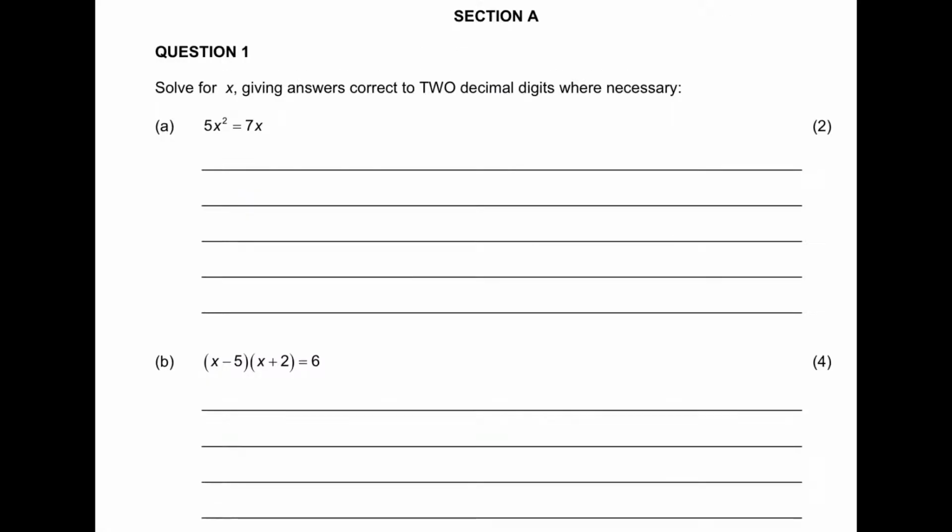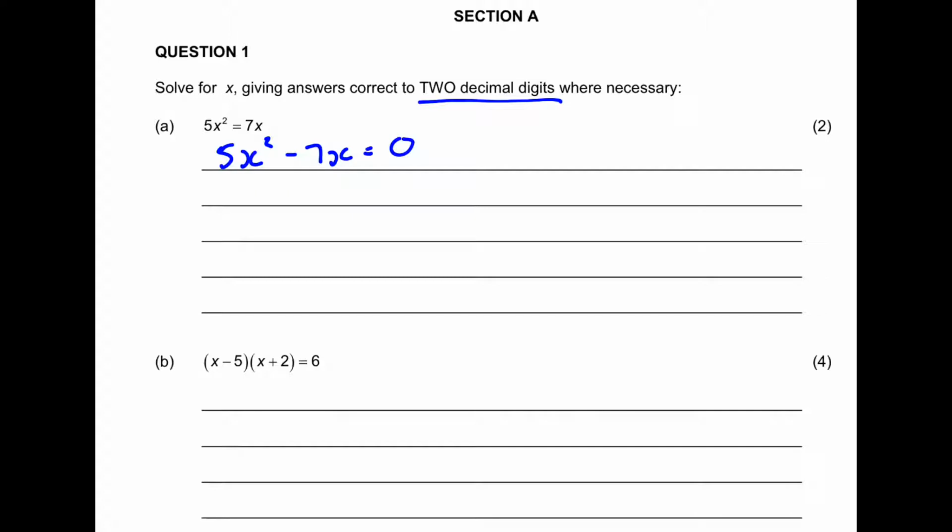Question 1. Solve for x, giving answers to 2 decimal digits where necessary. So firstly, look at the equation, and you've got to decide what type of equation. Is it quadratic? Is it linear? Is it exponential? Will you have to use the formula, etc.? So this one is quadratic because the degree of the equation is 2, and that always tells us we're going to equate to 0. So bring the 7x over and equate to 0.